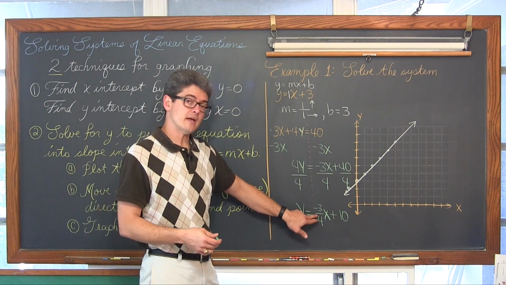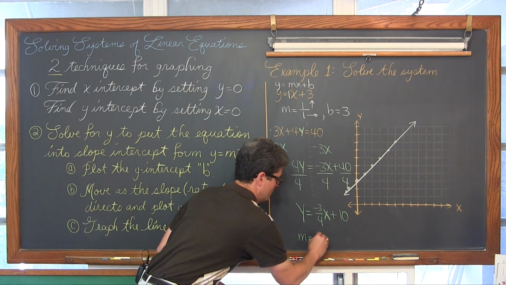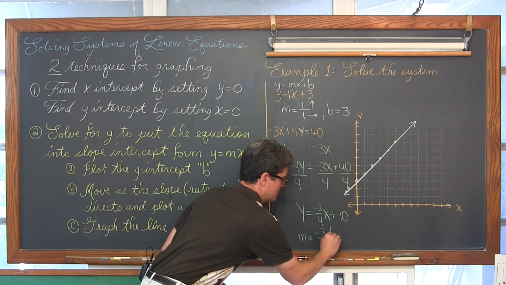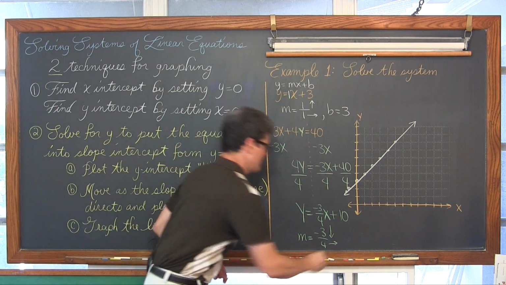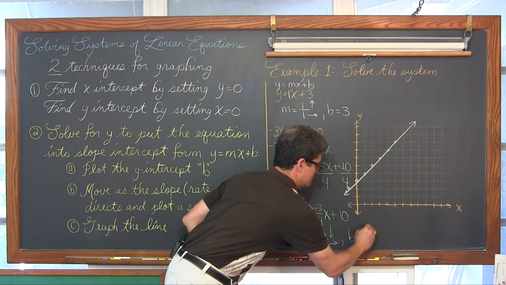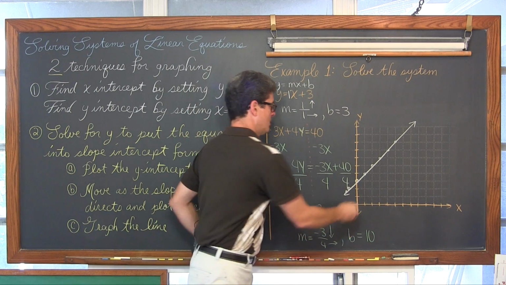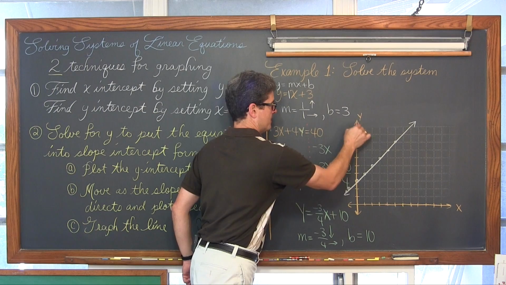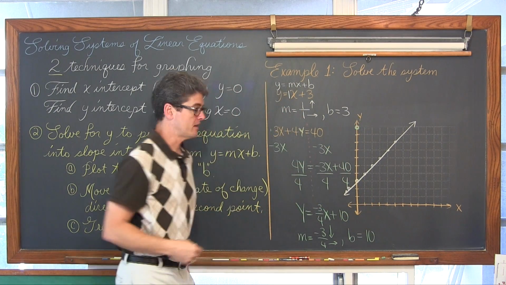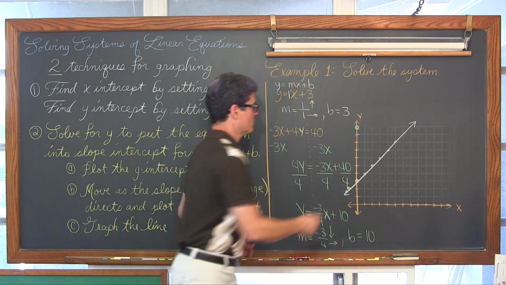Or you leave that slope in fraction form and you say my slope, which is rise over run, so down 3 and over 4, my y-intercept is 10, and you do your y-intercept first. 1, 2, 3, 4, 5, 6, 7, 8, 9, 10. It was kind of bad I didn't put a scale on my graph here. I just assumed every tick mark was 1.